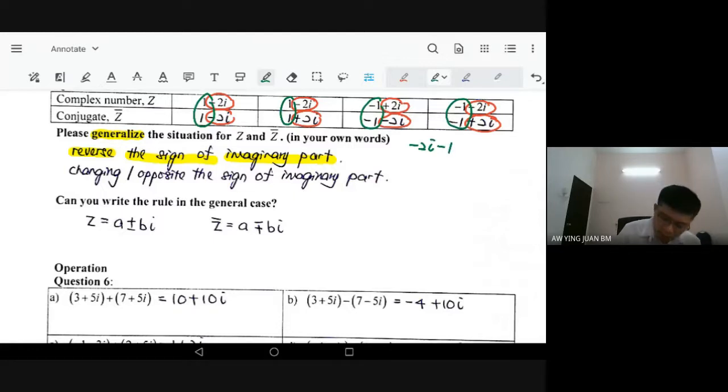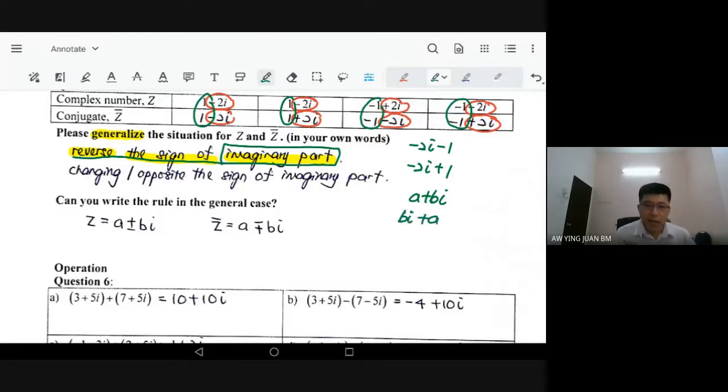Pelajar, dia akan tulislah negative 2i plus 1. No. Tengok ayat dia, reverse the sign of the imaginary part. Apa-apa pun mesti A plus BI, walaupun BI plus A. Jangan terperangkap, ingat tengah-tengah saja yang berubah. Kita fokus on imaginary part.